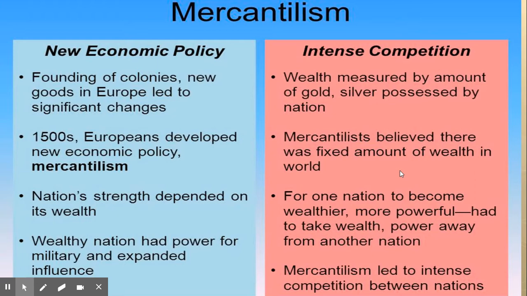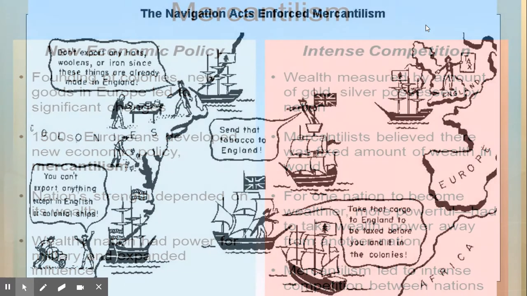Mercantilists believed that there was a fixed amount of wealth in the world. So you're never going to find a new resource, which we still find today. Okay, so for one nation to become wealthier and more powerful, it had to take wealth, power away from another country. Mercantilists led to intense competition between countries.